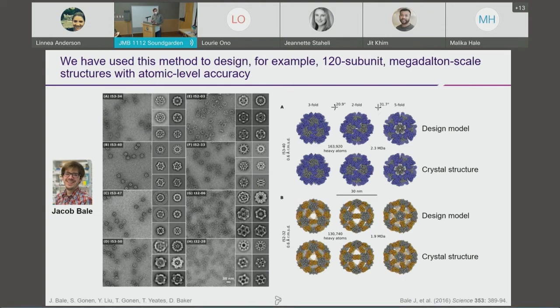And we can go solve crystal structures of these things and compare them on an atom by atom basis to determine the accuracy of the method. And in these 2 examples and in many other examples, the deviations at the backbone level over the entire assembly are less than 1 angstrom. So we're putting every atom in these couple megadalton scale materials exactly where we said we would, with an accuracy of about half the width of an oxygen atom. And so you really can design these things with atomic level accuracy.